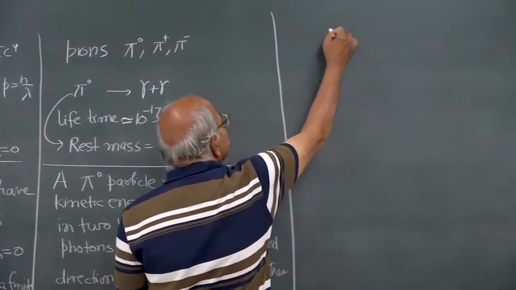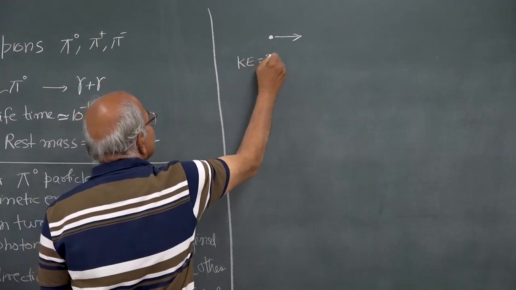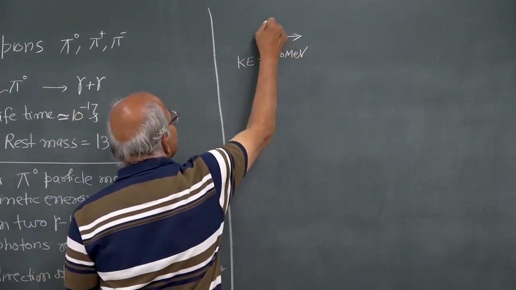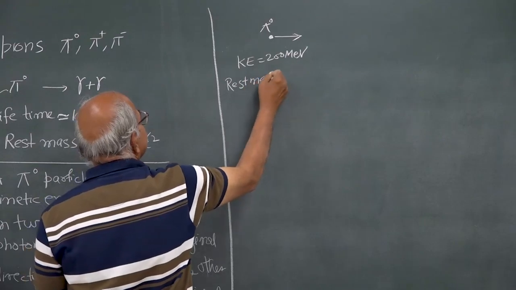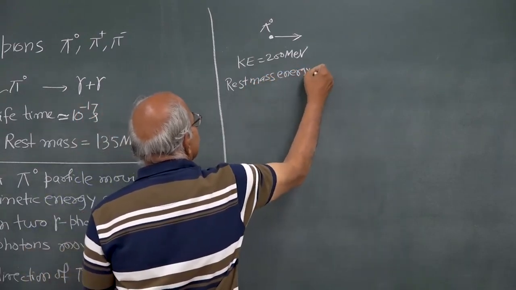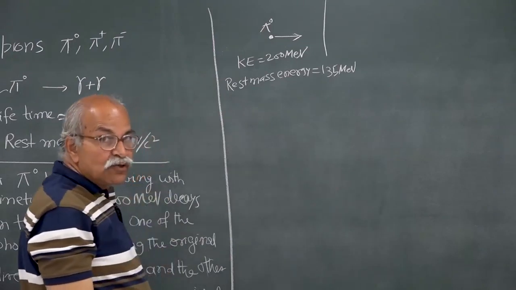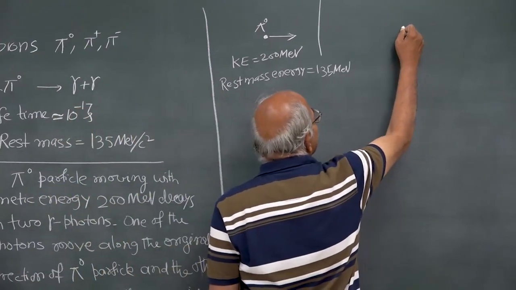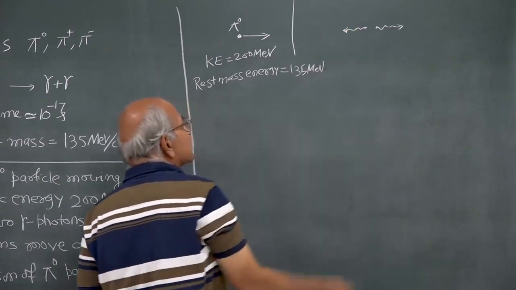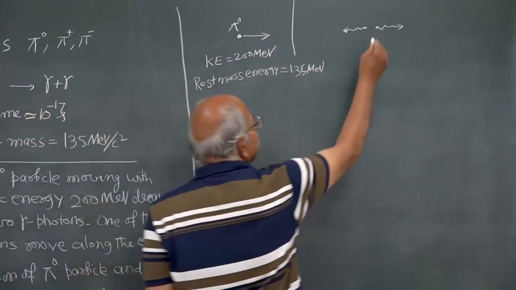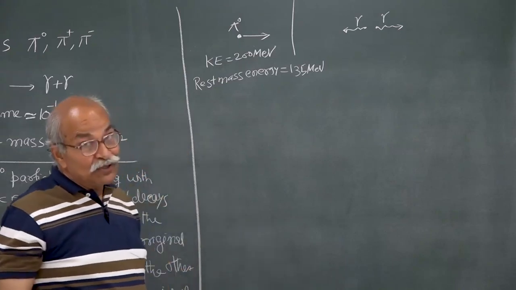So, you have this particle, and this particle moves in some direction. The kinetic energy is given as 200 MeV, and this particle is pi naught, and therefore, we know that the rest mass energy is 135 MeV, and then it decays into 2 photons, and one photon moves in the original direction, and the other photon moves in the opposite direction. So, that is how two gamma photons are generated. Both of them move with the same speed c, because photons always move with speed c.